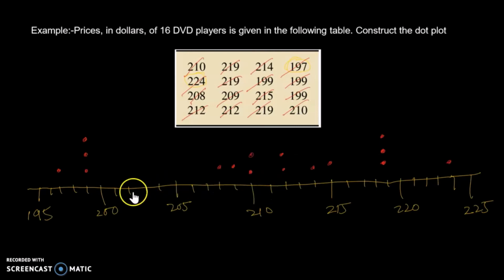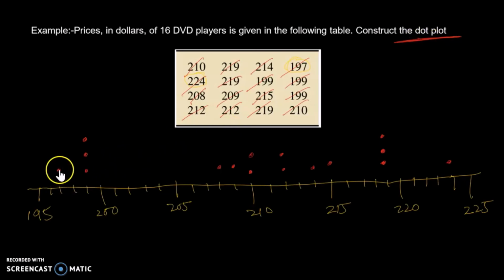So what I have done, I have plotted all these values on this particular axis, and for every observation I have put a dot, and for this reason this plot is called the dot plot. Sometimes you wonder where the name comes from. This name comes from the fact that we plot a dot for every observation.